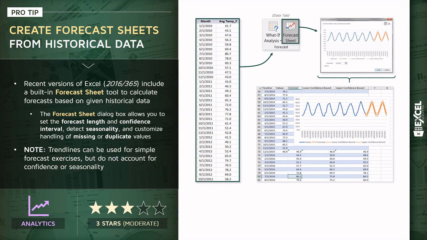This is the actual forecast sheet. It's a new tab in your workbook, and it contains the seasonality chart, as well as a new table of data containing your existing historical values, as well as a set of calculated forecasted values. And I'm going to show you a couple examples of exactly what this looks like in Excel.